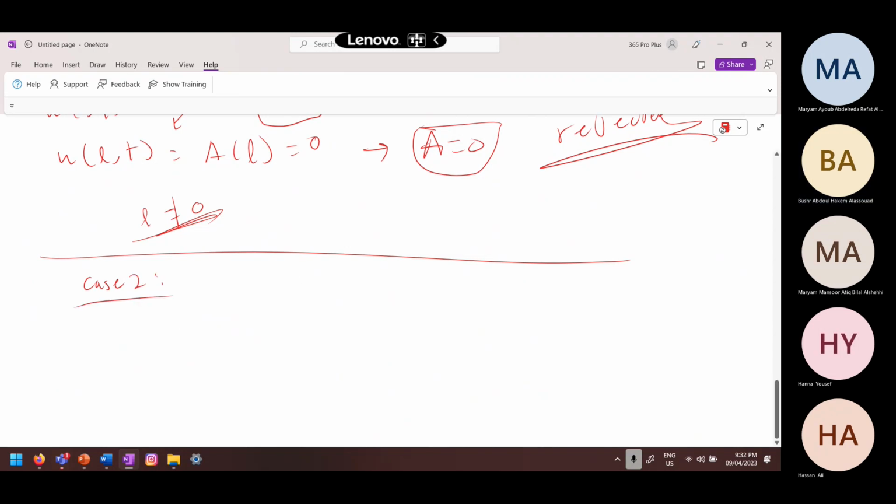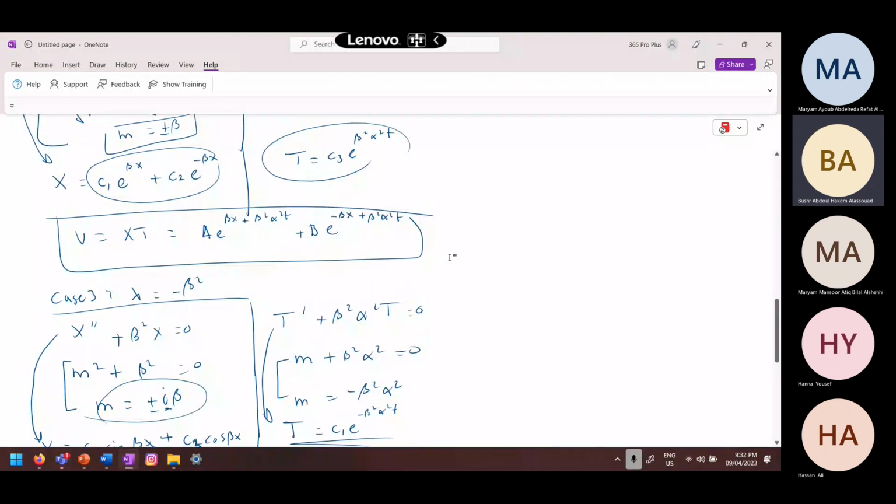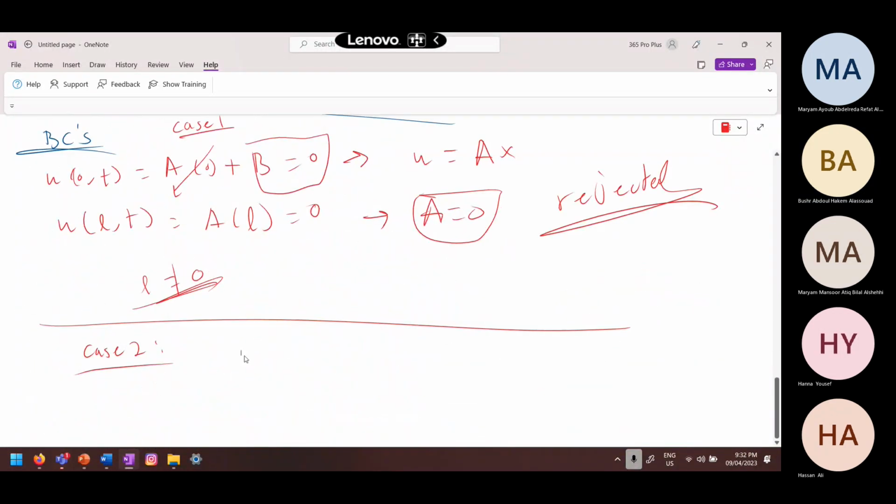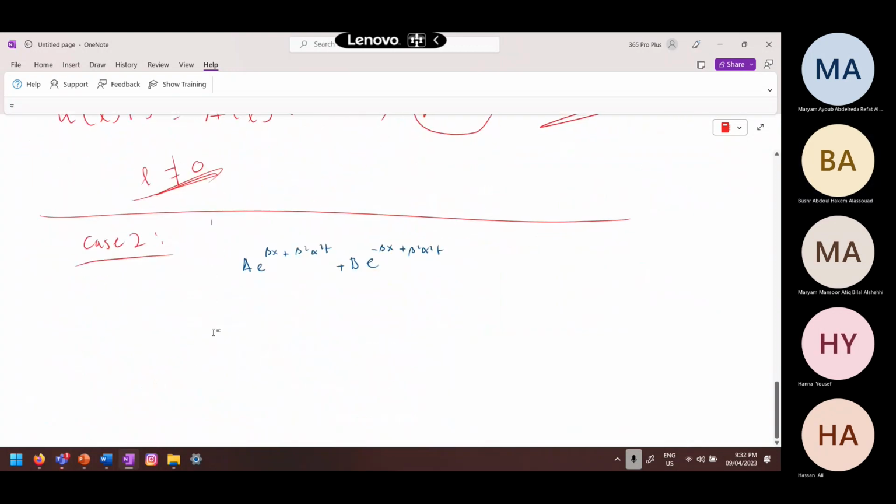Case two. Which is case two? I don't remember it. Okay, this one is our case two. We're going to use the same boundary conditions. So u of zero, t, and you'll get a e to the power beta squared alpha squared t plus b e to the power beta squared alpha squared t. This is equal to zero.